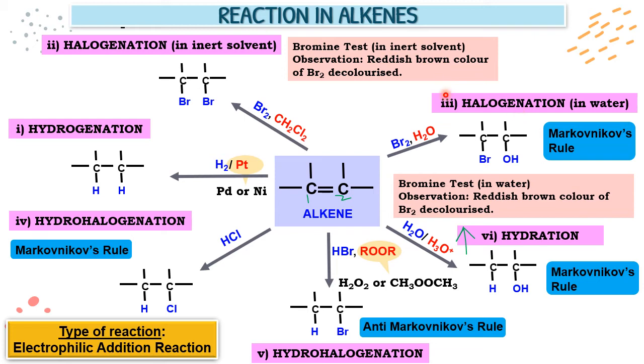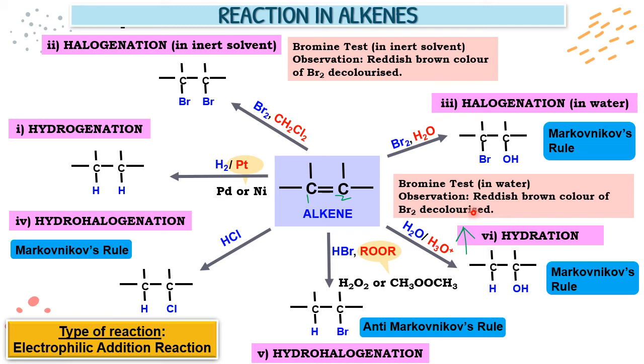And then we also have another bromine test in water. The 2 halogenation reactions can be our test for the carbon-carbon double bond over here. So the observation will be the same. If we have a carbon-carbon double bond, when we add bromine in water, the observation that we will get is the reddish brown color of bromine will decolorize.